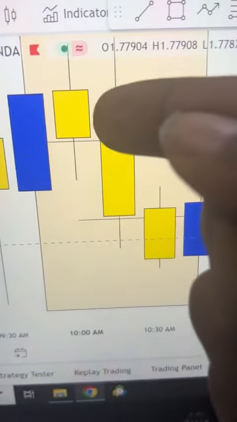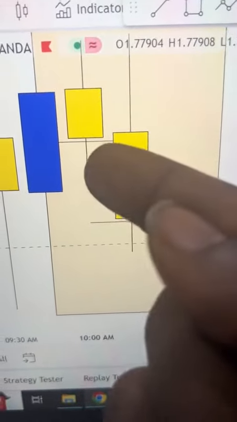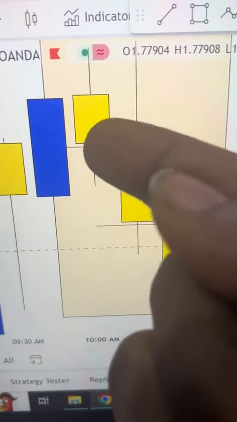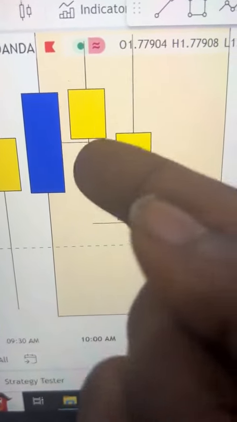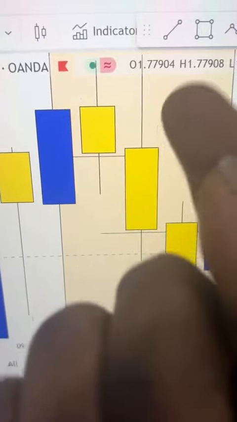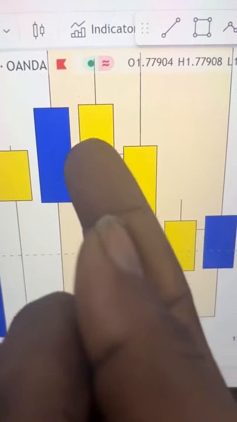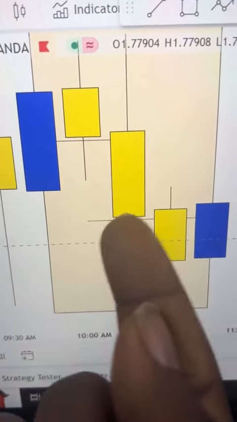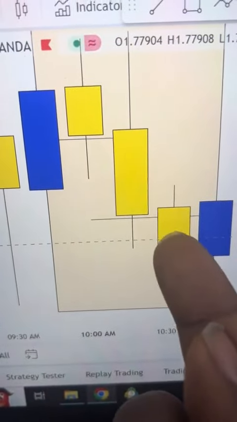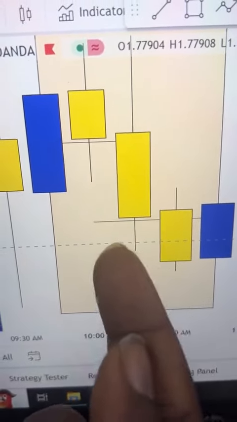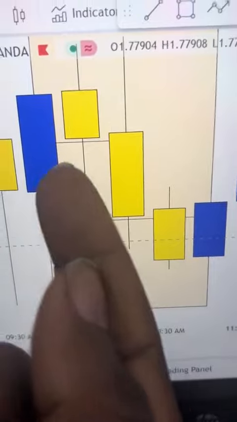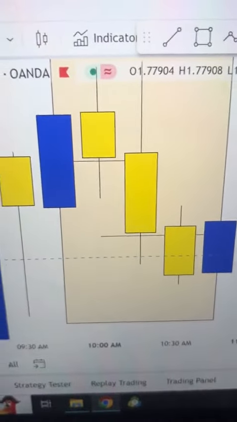You see this yellow candle, which is my sell candle. You see the wick and the body where this candle closed. Did this candle close below this one? Yes. Where did this candle close, which is this one? Did this other one close below this candle? Yes. I'm not using the wick, please. Some people use the wick, but me, I use the body closure.